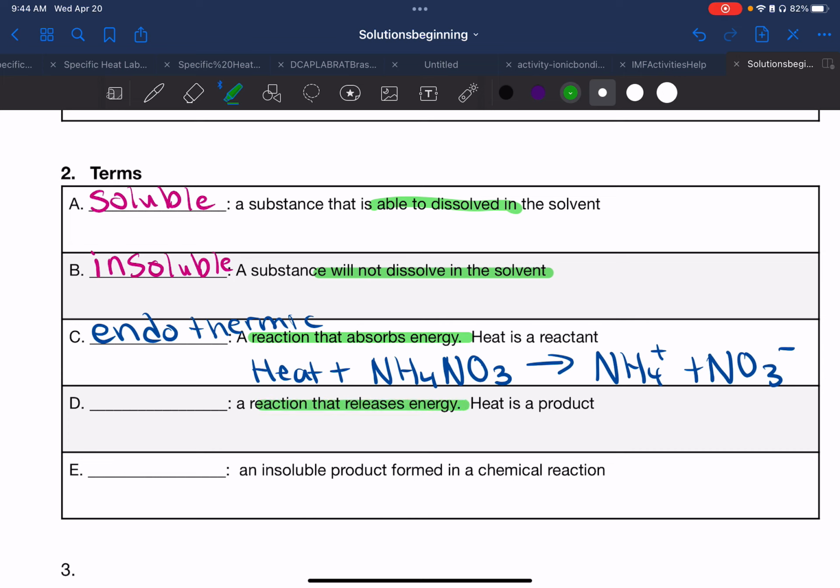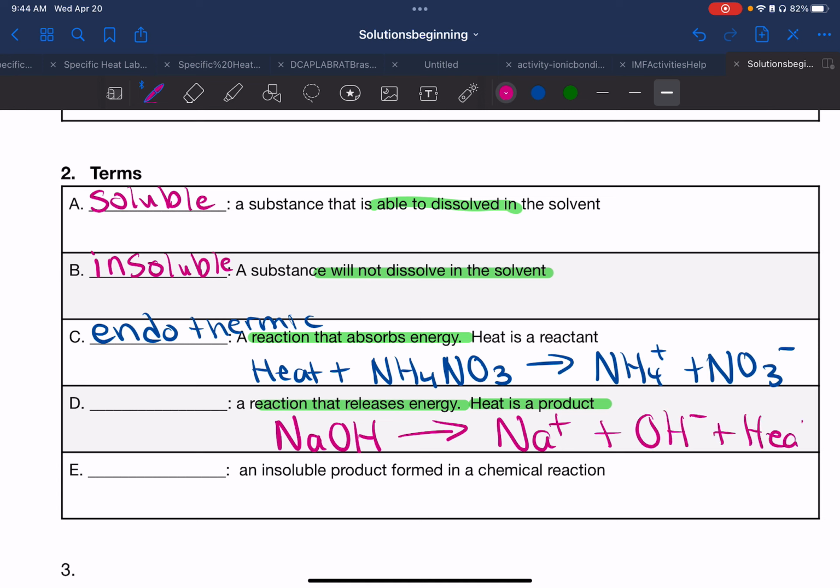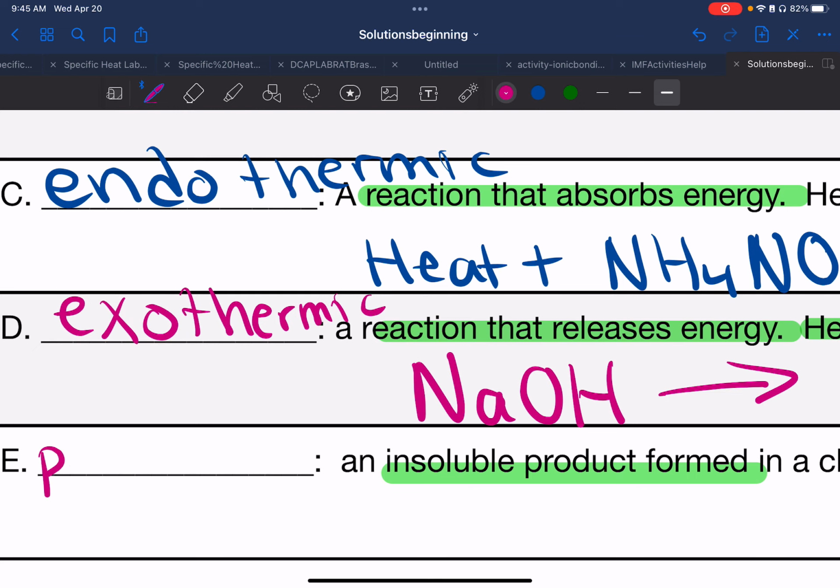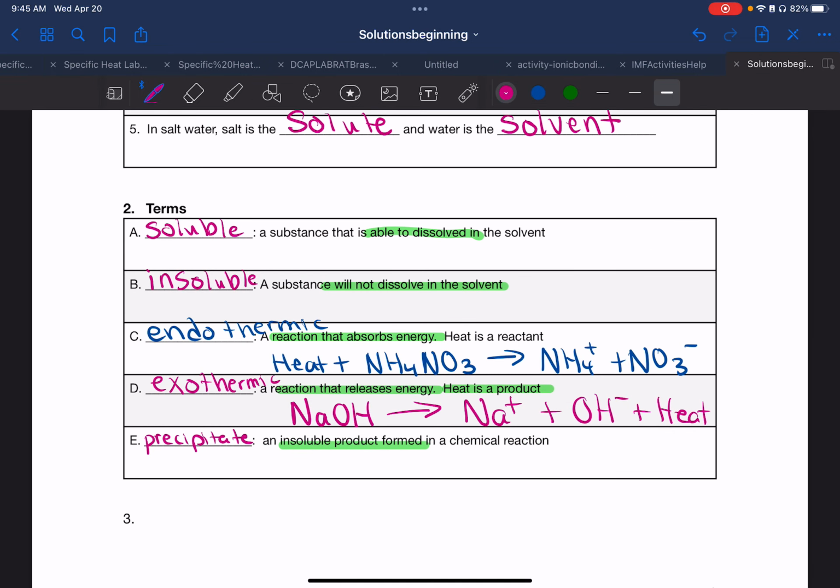So a reaction that releases energy and heat is the product. We see that with sodium hydroxide. So sodium hydroxide dissolves into its ions, Na plus, OH minus, plus heat. We call that exothermic. And then we've done this year when we did our labs, we had an insoluble product formed. We call those a precipitate. Okay, so those are some terms.